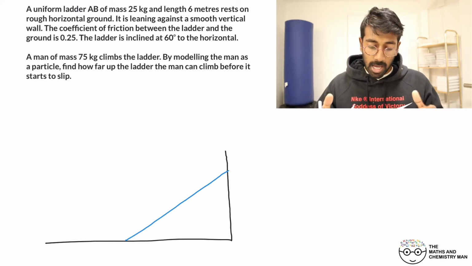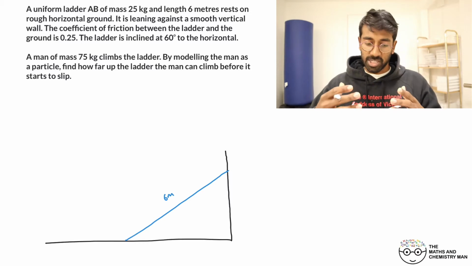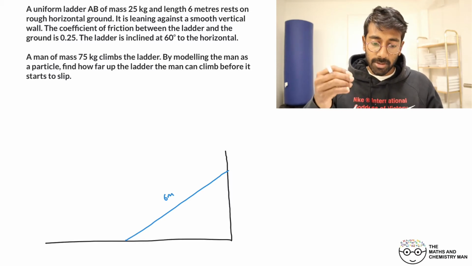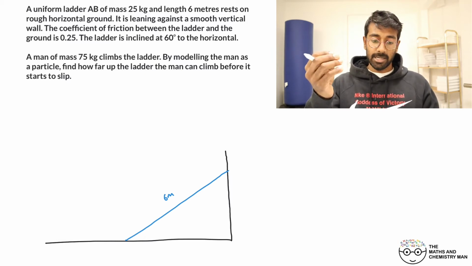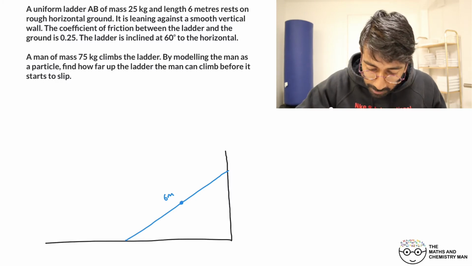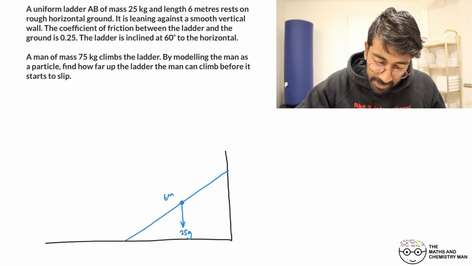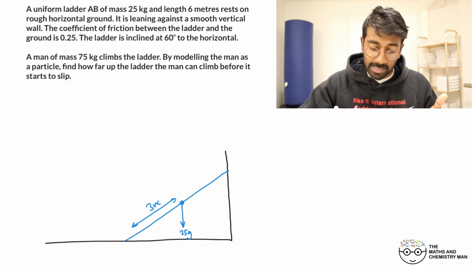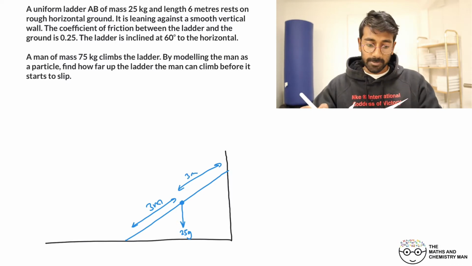So there it is. The ladder is 6 meters long, so I'm just going to put maybe 6 meters just here for now. We can change that about in a minute. And it's got a mass of 25 kilograms, and it's uniform as well. So uniform meaning that its weight or its mass acts directly at the center. So we can put that down there, and let's label this as 25G. Now, from the start there to the 25G is going to be 3 meters because it's uniform, so it acts in the center. And so this is also 3 meters on that side as well.